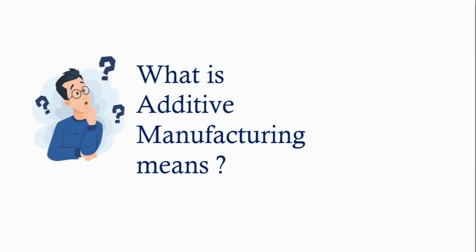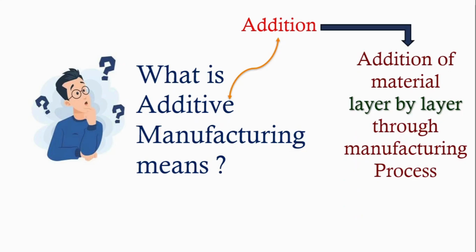So the question now is, what does additive manufacturing mean? Additive manufacturing is directly associated with the term addition, and we know addition means to add something. Addition means plus. So what is the meaning of additive manufacturing? The addition of material layer by layer through the manufacturing process, that is additive manufacturing. You are adding material layer by layer.